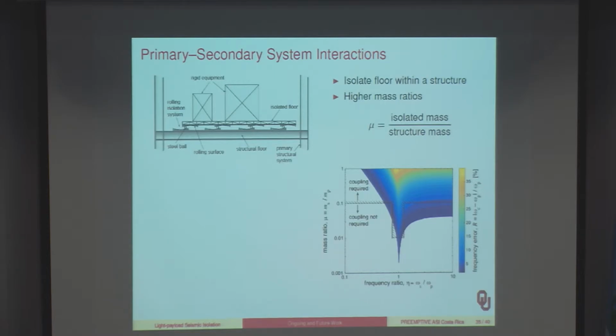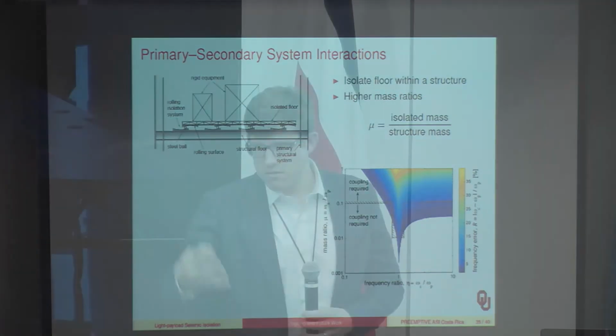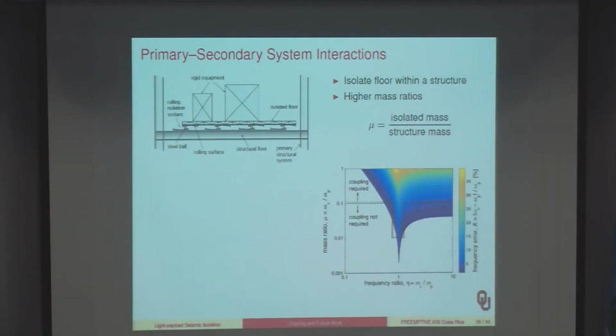Okay, and lastly, looking at primary-secondary system interactions. So now moving up in scales a little bit, thinking about isolating an entire floor within a building. We're going to be now talking about higher mass ratios. So when you go and design the primary structure, or if you go and design the isolation system, you sort of treat them as independent. Okay, I use the floor motions coming from the building, but there's no sort of two-way interaction. There's no communication between the isolated mass and the building. And so this diagram is sort of trying to show that. So depending on the frequency ratio and the mass ratio, we need to incorporate that interaction.